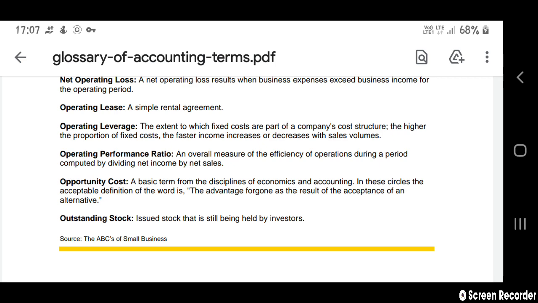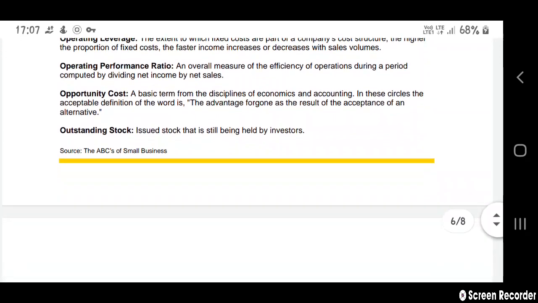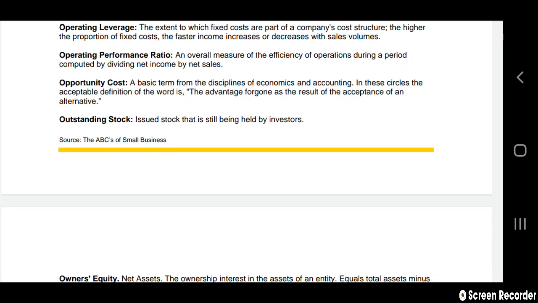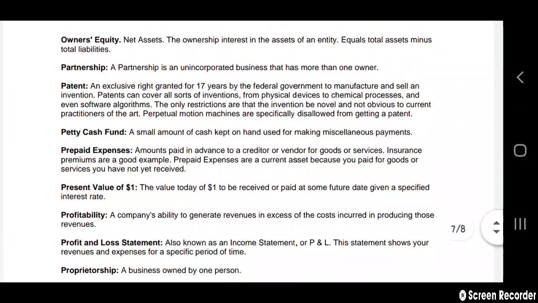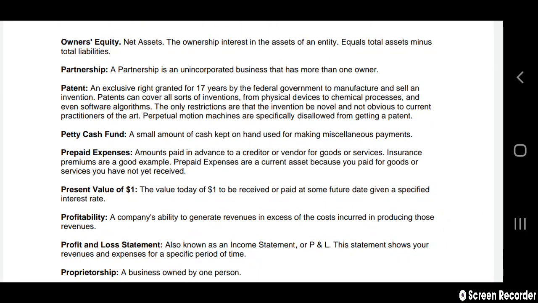Next, opportunity cost, a basic term from the disciplines of economics and accounting. In these circles the accepted definition of the word is the advantage forgone as the result of the acceptance of an alternative. Outstanding stock, issued stock that is still being held by investors. Next, owner's equity, net assets: the owner's interest in the assets of the entity equals total assets minus total liabilities.